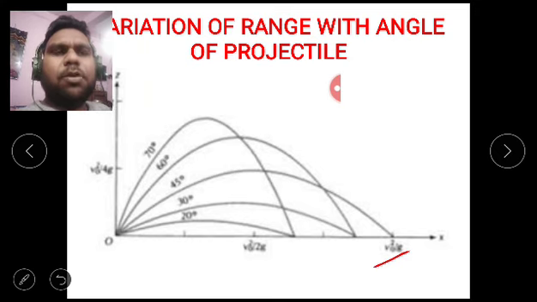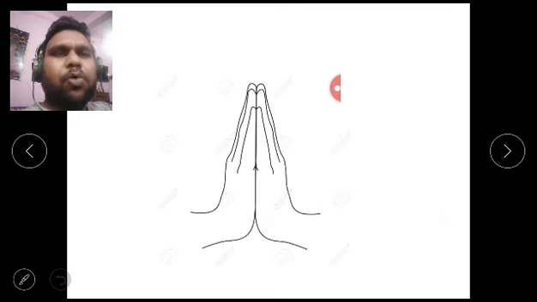Okay, so these are all the important concepts of projectile we have discussed in today's lecture. Okay, hope you got them.